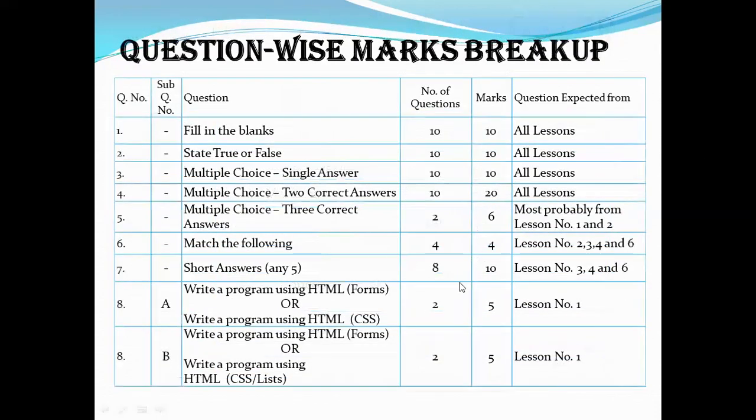Next, we have the question-wise marks distribution. Questions 1, 2, 3, 4 come from all the chapters, that is 1, 2, 3, 4. Question number 5 will consist of the 1st and 2nd chapters, and question number 6 consists of chapters 2, 3, 4 and 6. Question number 7 will most probably be taken from the theory, that is Tally, ERP, and e-governance or e-commerce, chapters 3, 4 and 6. Question number 8 will consist of two parts, A and B, and both will again be in two parts. You can attempt any one of them from question A and from question B.